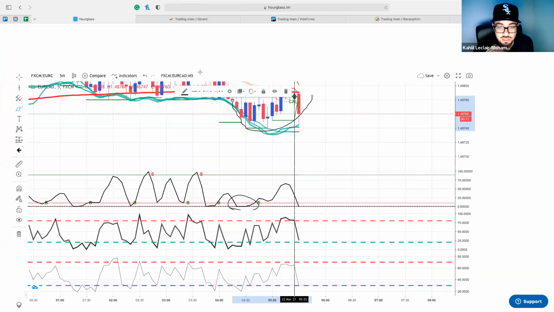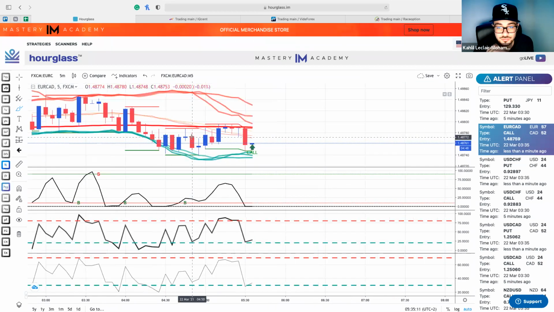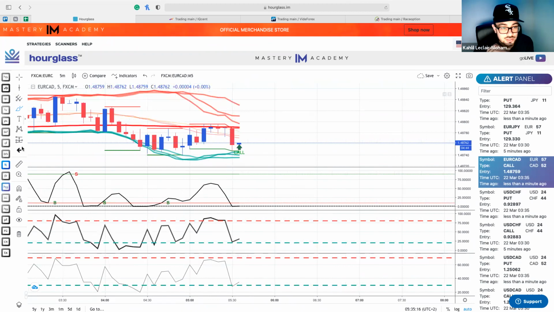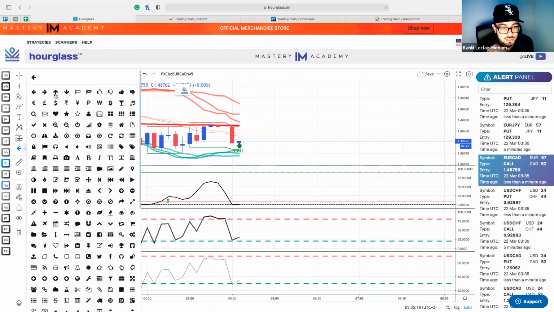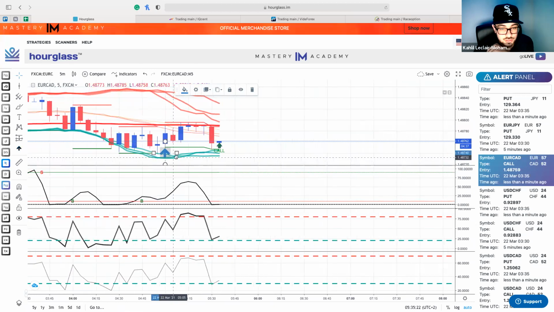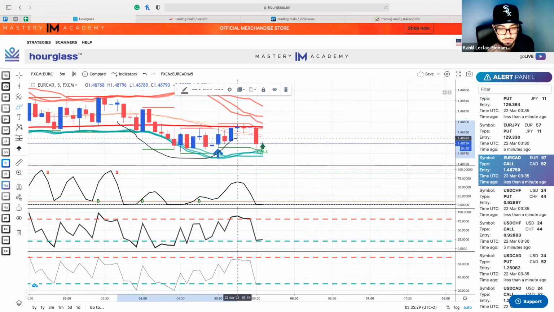Now, what does a shift look like? Let's go back to EuroCAD. A shift looks like this. Price is coming down, coming down, coming down. We flatline and then we go up. You want to take this. Does that make sense? Okay.